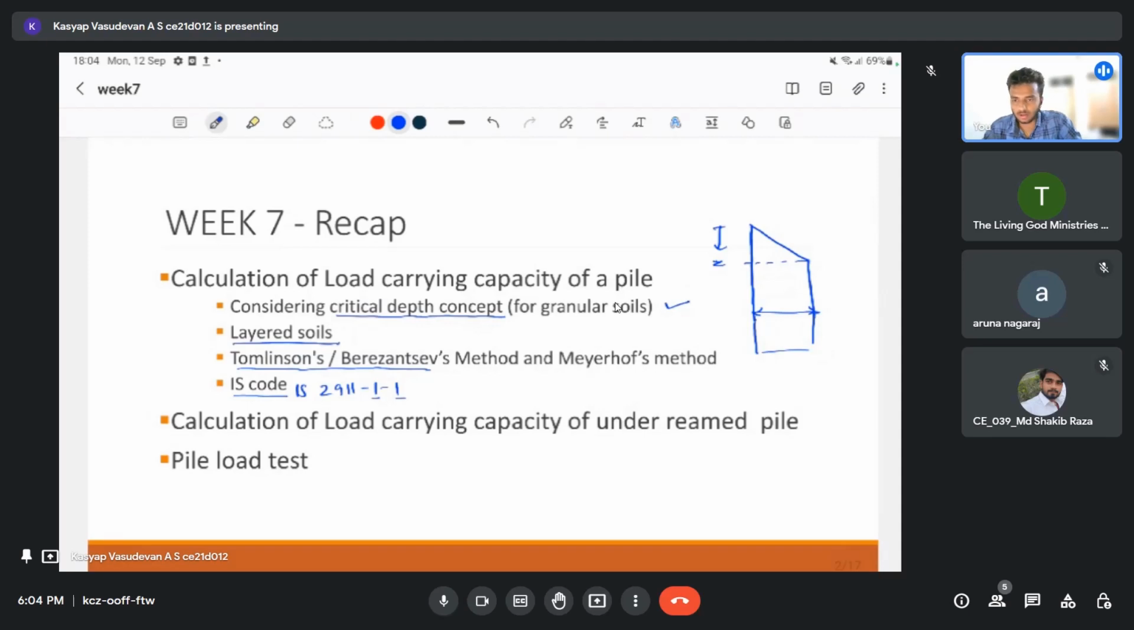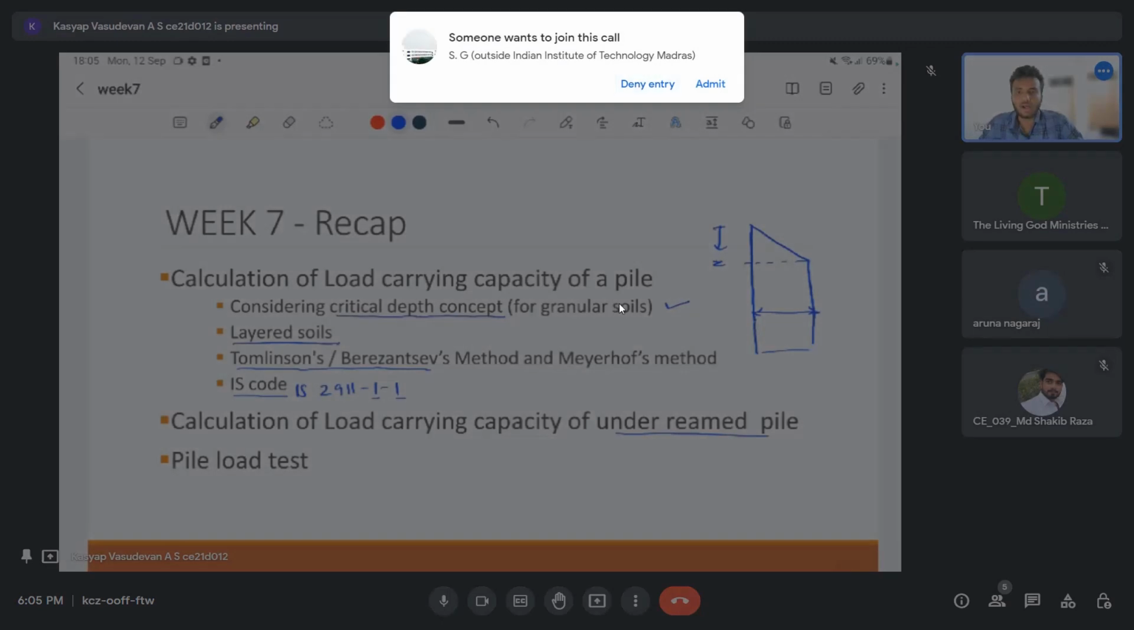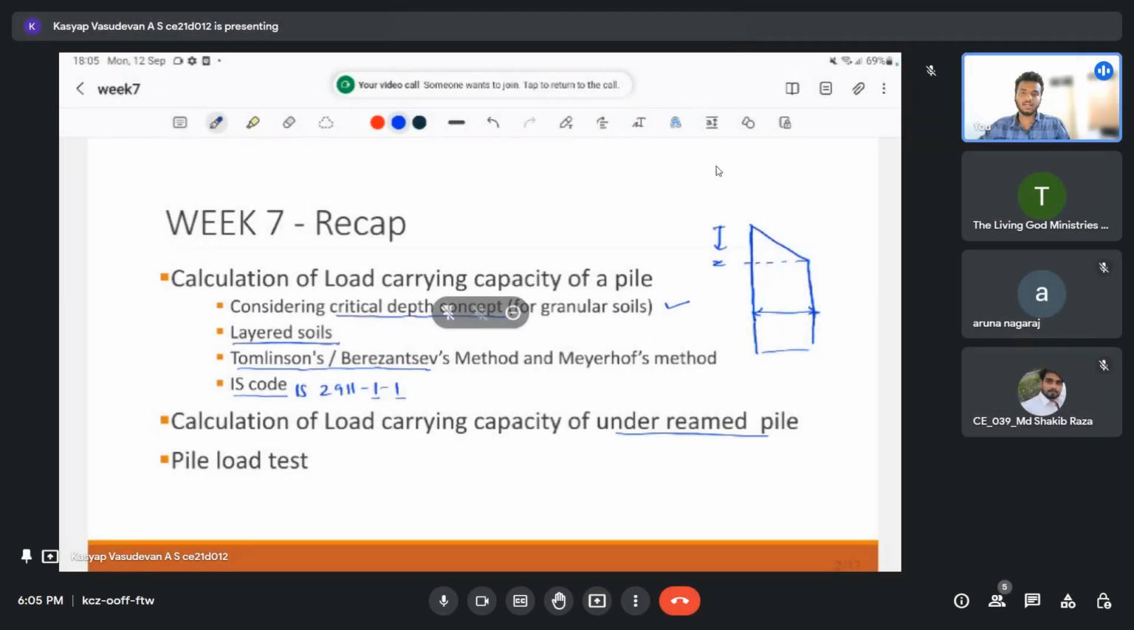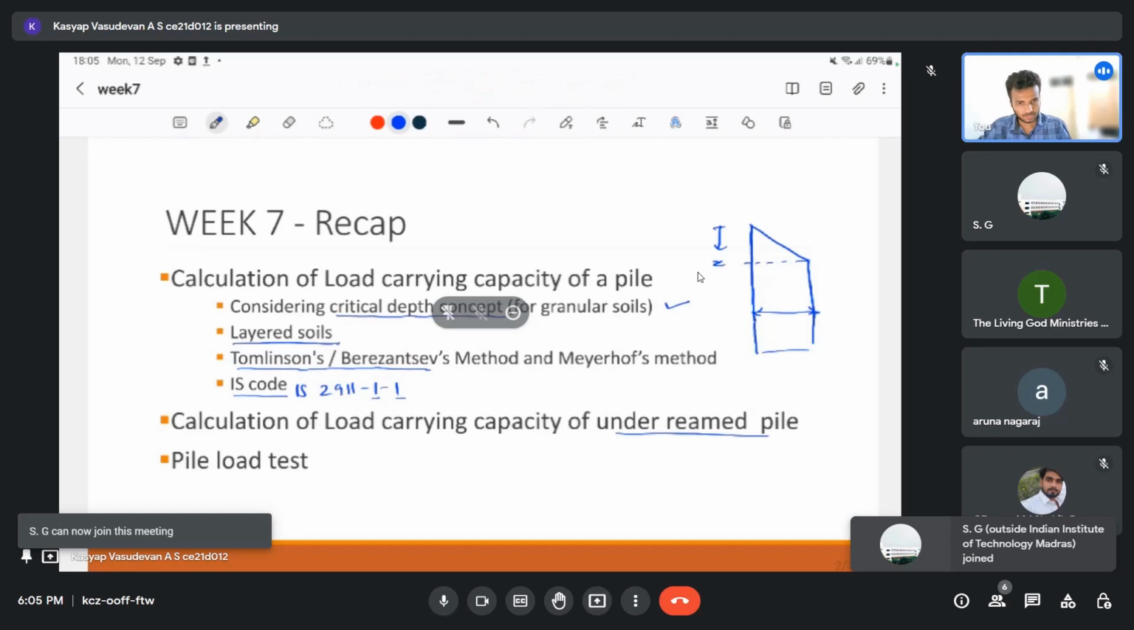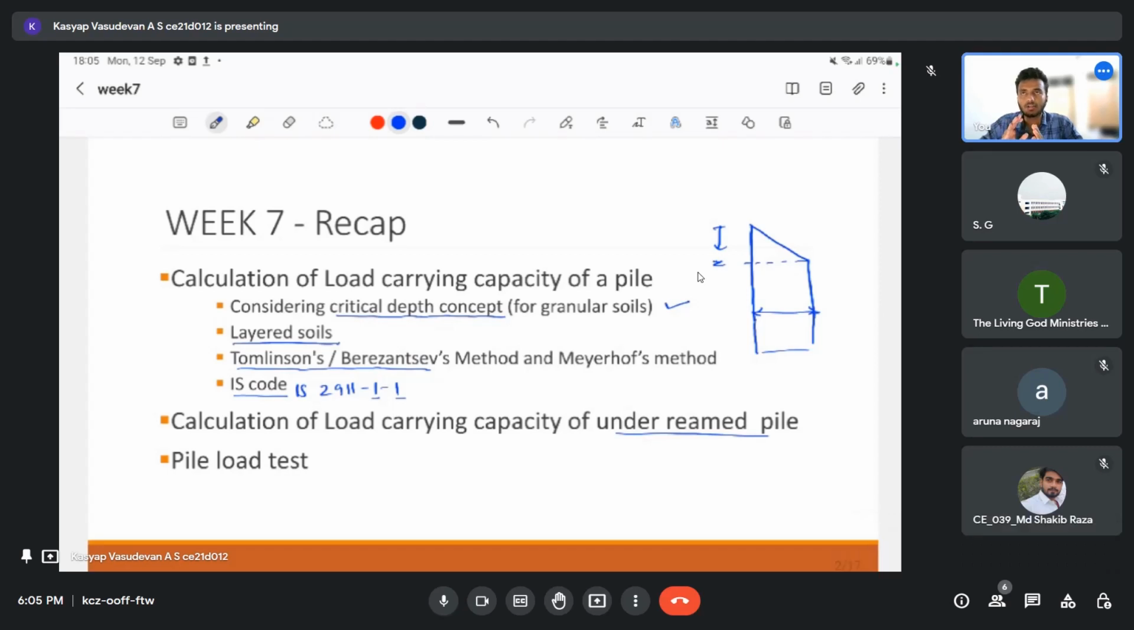After this, we also saw under reamed piles. When I say under reamed piles, there can be one or multiple bulbs in the pile. But basically, the idea is more or less the same as we had discussed. The only difference is the interface between the concrete and the soil that we have to consider during shearing. This is slightly different. We'll talk about that later.